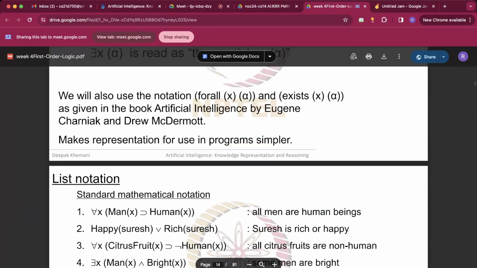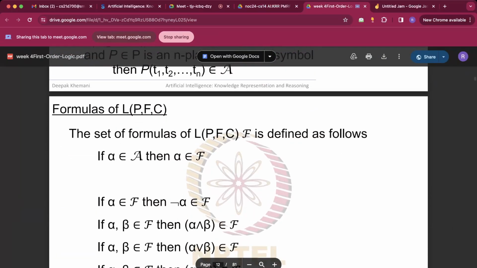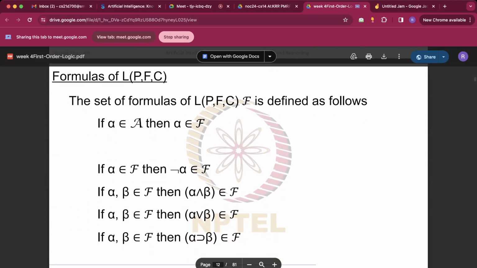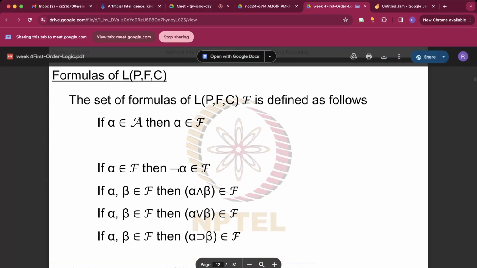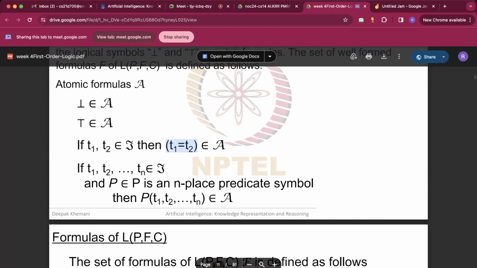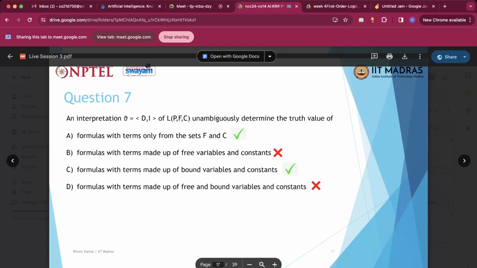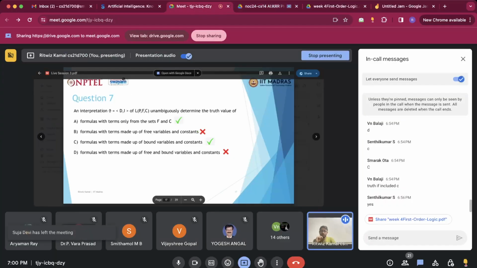Now I see where the issue might be happening. Let's go back to the definition of this thing. Okay, this seems to have confused me as well. Thanks for pointing that out, Aryaman. So based on what I understand, what this is trying to say is an interpretation unambiguously determines the truth value of formulas with terms only coming from the set of functions and constants.